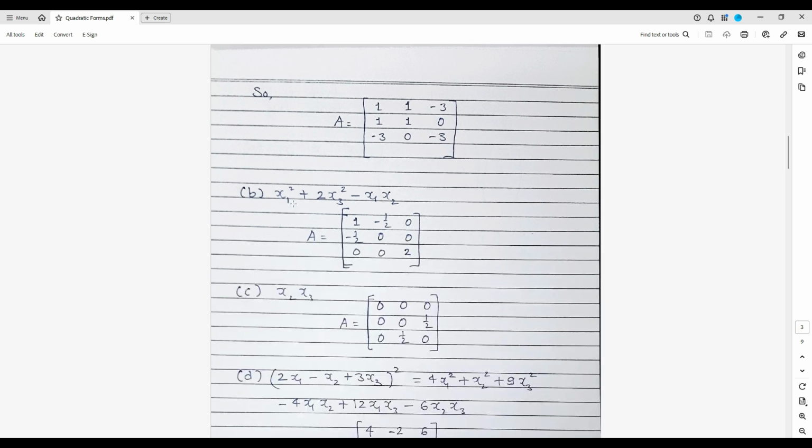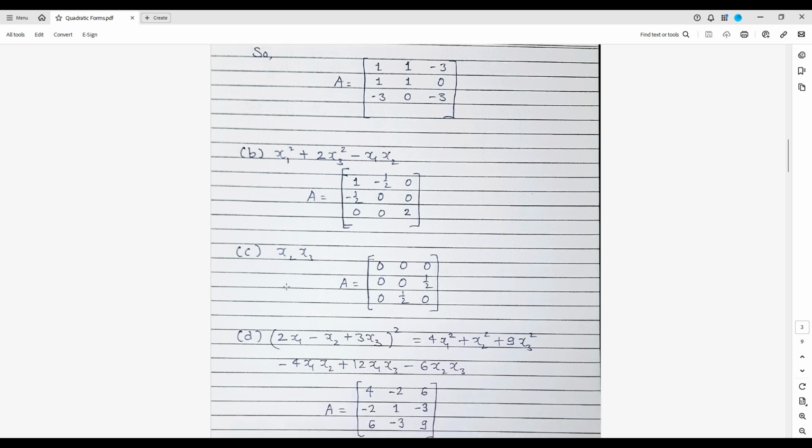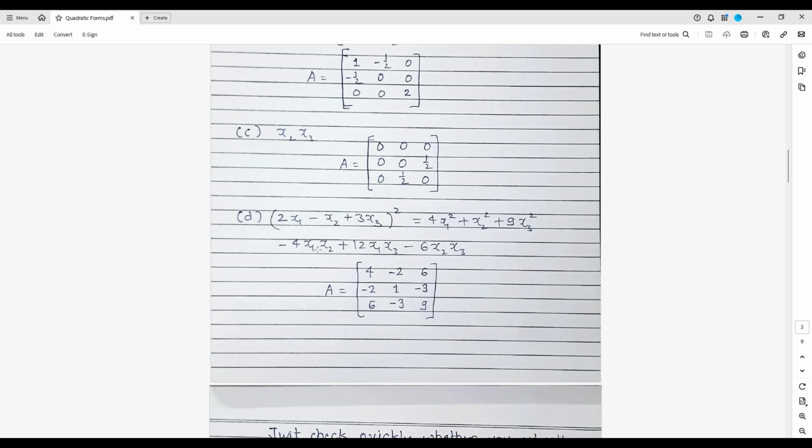So similarly, x1 square plus 2x2 square minus x1 x2 can be written as a quadratic form with matrix A like this. Then x2 x3 also can be written as a quadratic form with matrix A like this, and 2x1 minus x2 plus 3x3 whole square can be written as a quadratic form with matrix A equal to this.